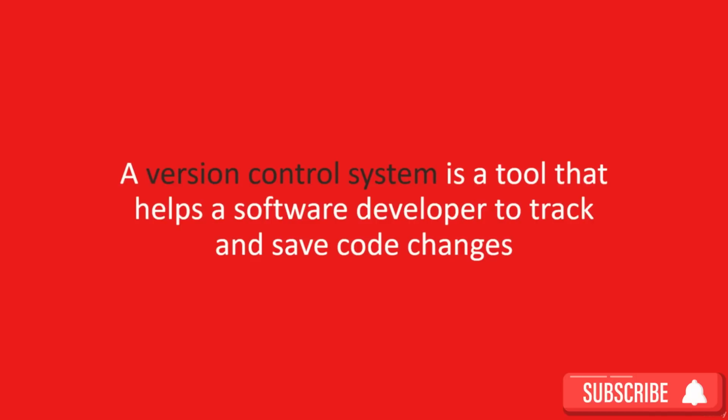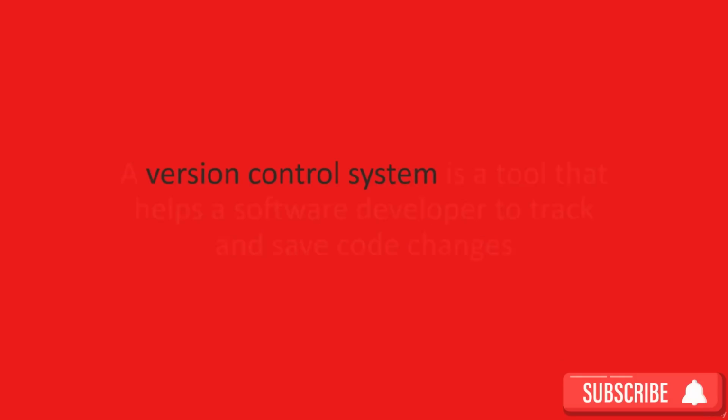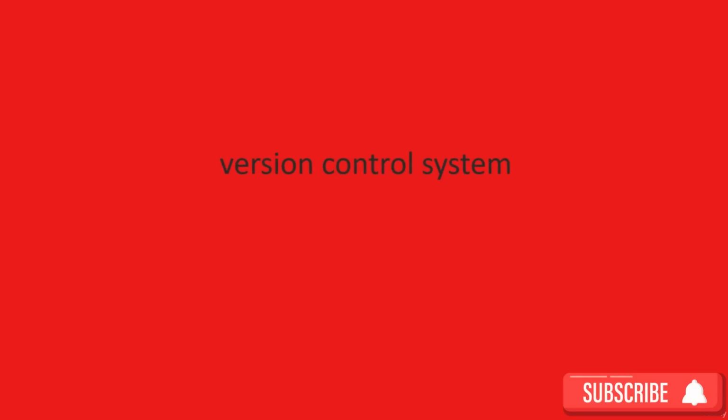Now, what you should know in addition is that instead of using the term version control system or just version control, you can also use the term source control. This is because version control actually means that you want to control the changes that you made to your source code.